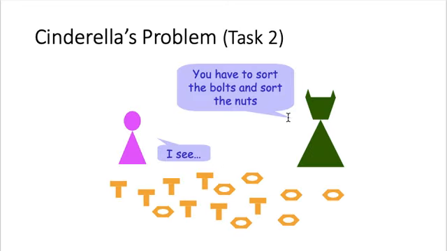Cinderella's stepmother says, "Now you have to sort the bolts and sort the nuts. I want to know which bolt is the smallest, which one is the second smallest, and so on and so forth until the largest one. And similarly, which nut is the smallest, second smallest, until the largest one." So we want all the bolts and all the nuts to be sorted. Okay, Cinderella has to obey her stepmother because otherwise she can't go to the party.